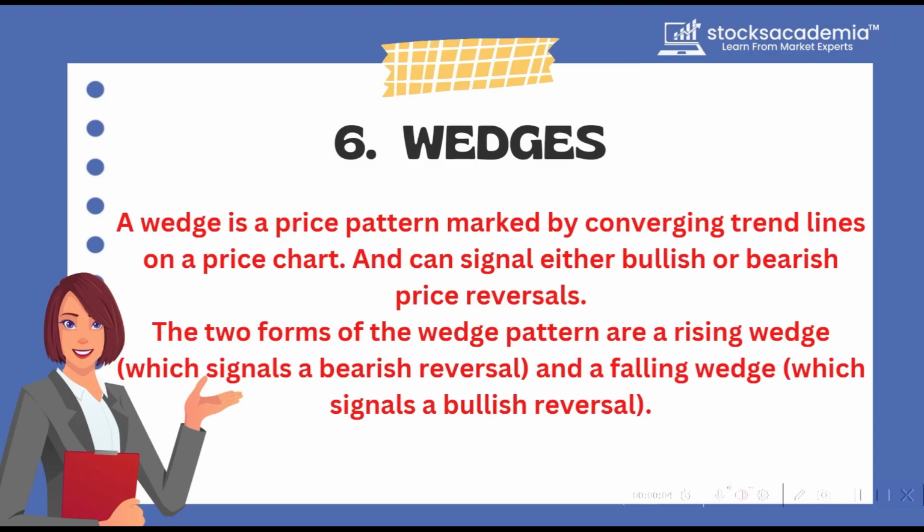The sixth one is wedges. A wedge is a price pattern marked by converging trend lines on a price chart and can signal either a bullish or bearish price reversal. The two forms of the wedge pattern are a rising wedge, which signals a bearish reversal, and a falling wedge, which signals a bullish reversal. So we are going to discuss rising wedges and falling wedges.